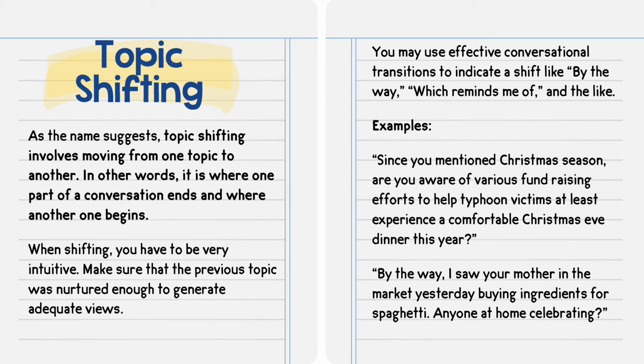Diba, may pinag-uusapan kayo ng friend mo, let's say, umaway sa kaibigan mo na isa. Tapos bigla siyang dumaan doon sa harapan mo. Sabihin mo, speaking of the devil, yan na naman siya. Ganun. Di ba naman ganun tayong moment? So, yun yung example ng topic shifting. O kaya naman, by the way, I saw your mother in the market yesterday buying ingredients for spaghetti. Anyone at home celebrating? Halimbawa, pinag-uusapan niyo yung mga nanay.